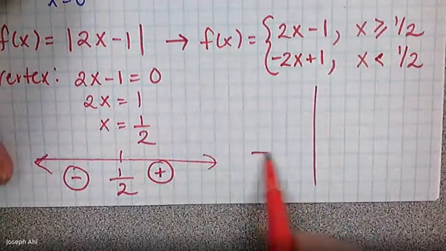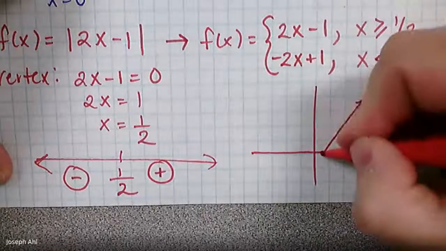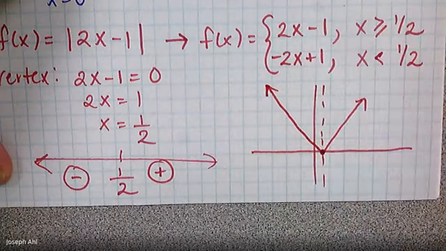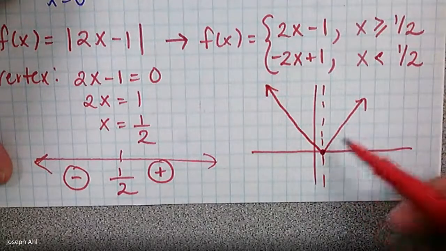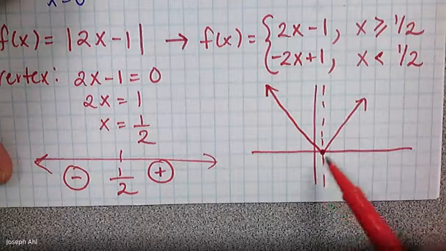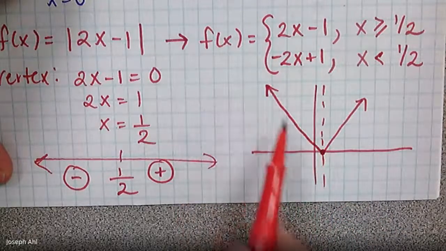Just kind of real quick here to think about what this looks like. The turnaround point that I said is at 1/2. So if you think about splitting your graph up at x equals a half, to the right side, you're getting the line 2x minus 1. And to the left side of x equals a half, you're getting this line negative 2x plus 1.